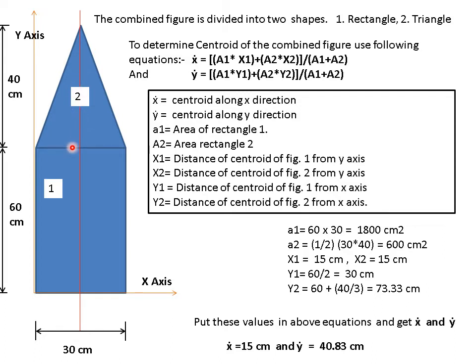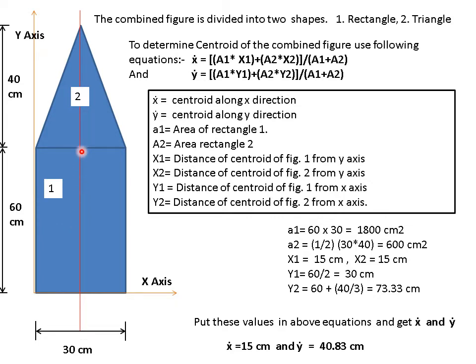Now let us see y1 and y2. Y1 is the distance of the centroid of the first rectangle measured from the x-axis. So somewhere here it may lie. The total height is 60. So naturally y1 will lie at 60 divided by 2, that means 30 centimeters.